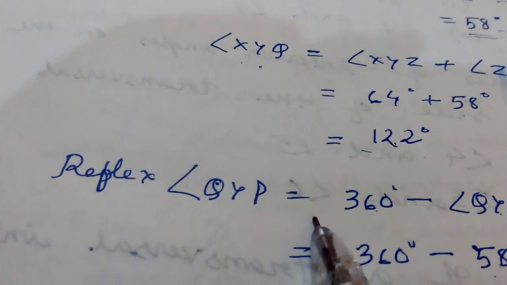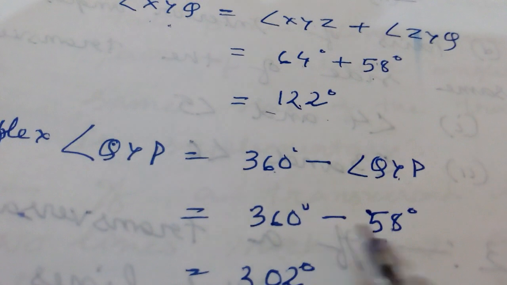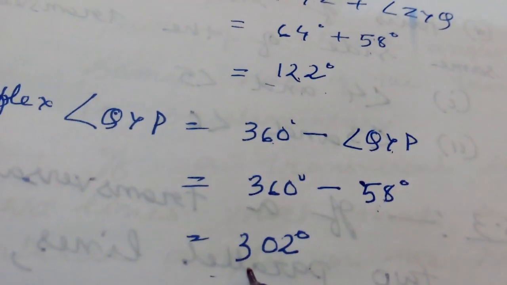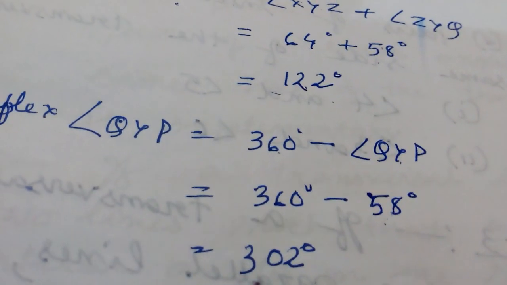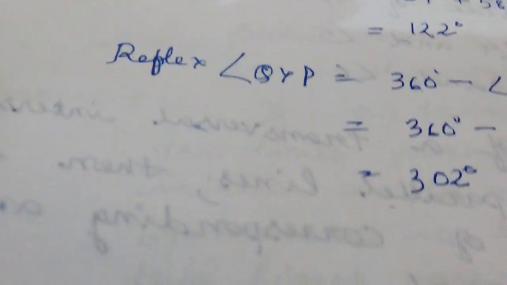Reflex QYP is equal to 360 minus QYP, 360 minus 58 degree, and this is 302 degree. This is more than 180 but less than 360, so this is a reflex angle. Now reflex QYP is equal to 302 degree. Now we have finished exercise 6.1. Next class we will start exercise 6.2. Thank you.